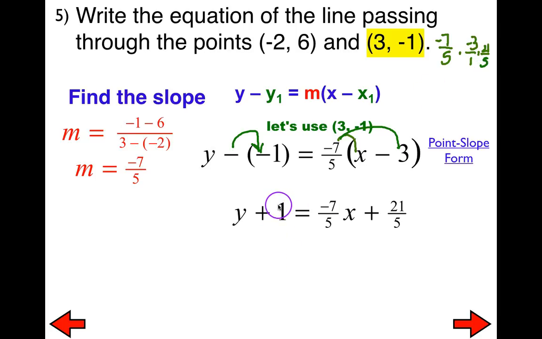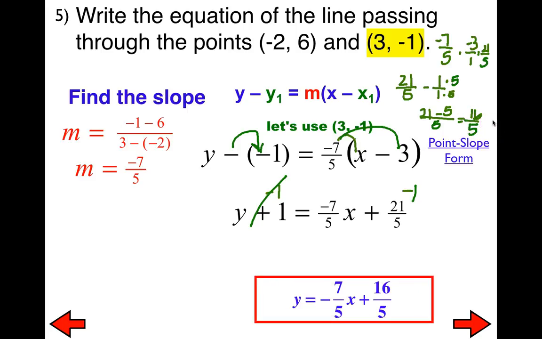Now, last but not least, I need to go ahead and isolate y by subtracting 1 from both sides. That's going to cancel. Here, I'm going to have to do some side work. We have 21/5 minus 1 over 1. I can definitely make a 1 into a 5 by multiplying by 5. So I'm left with 21 minus 1 times 5, which is 5, over 5. So this is going to leave me with 21 minus 5, 16/5. So here you have it. My equation in slope-intercept form is y equals negative 7/5 x plus 16/5.